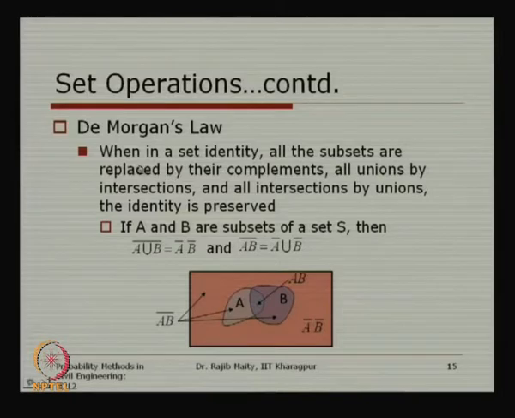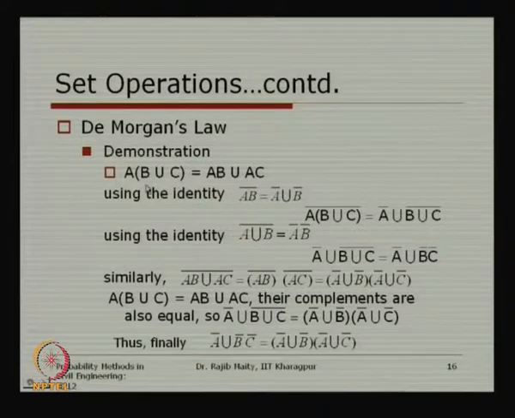Now again, I am just reading this De Morgan's law. When in a set identity all the subsets are replaced by their complements, all the unions by their intersections, and all the intersections by unions, the identity is preserved. So I am just making all the symbols opposite, in the sense that intersection is opposite to union, and subsets are opposite to their complements. If I make this conversion, then the identity is preserved. This will be more clear in the next slide.